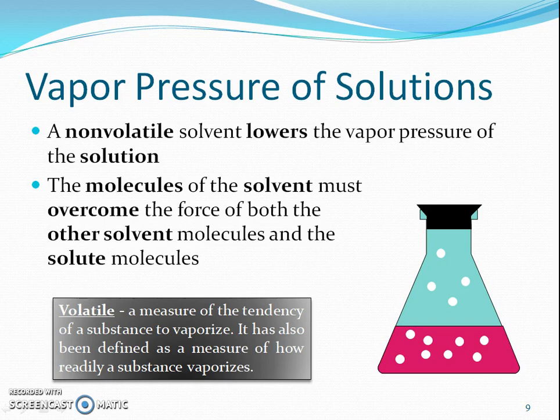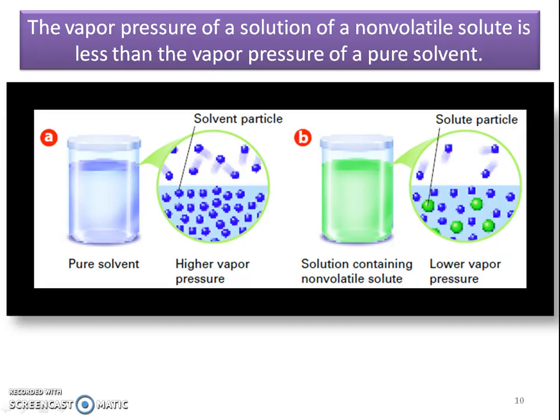Okay, so the molecules of the solvent must overcome the force of both the other solvent molecules and the solute molecules. So let's look at this in a little bit more detail. So we have pure H2O, let's say as an example, and we have all of this vapor pressure up here because of all these H2O molecules. Now let's take something like salt water. Okay, so now this solution contains a non-volatile solute. So let's say salt water.